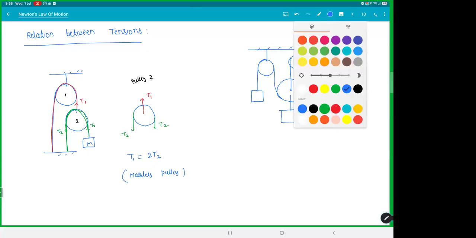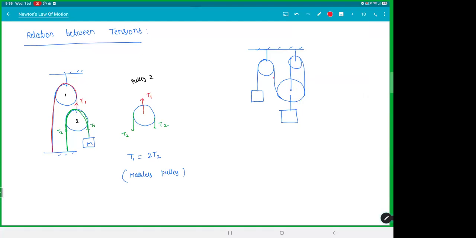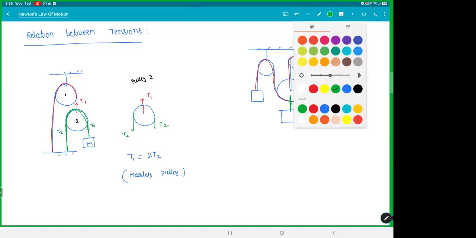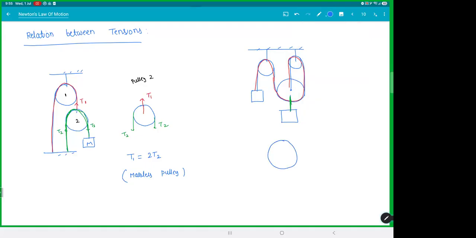now look at this here. This whole string is the same string, the red one. This string is another one, the green one. So if you draw this big pulley, you will see the red string is attached at 3 points. It pulls at 3 places, T, T, and T. The green one will only pull a single string, T2. So we can clearly see 3 times T1 is equal to T2.